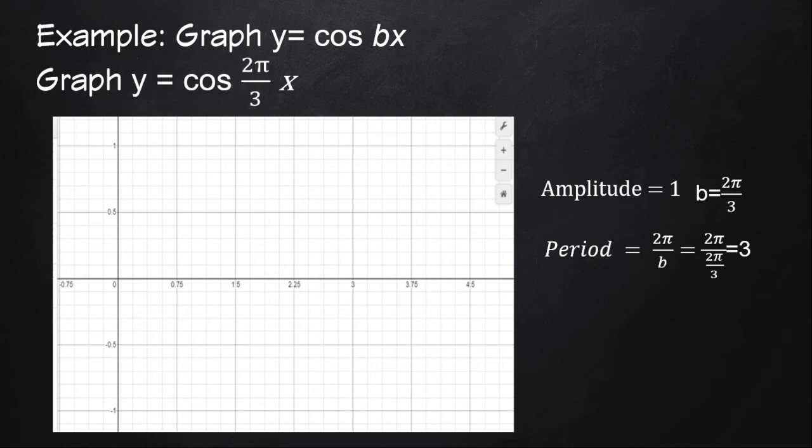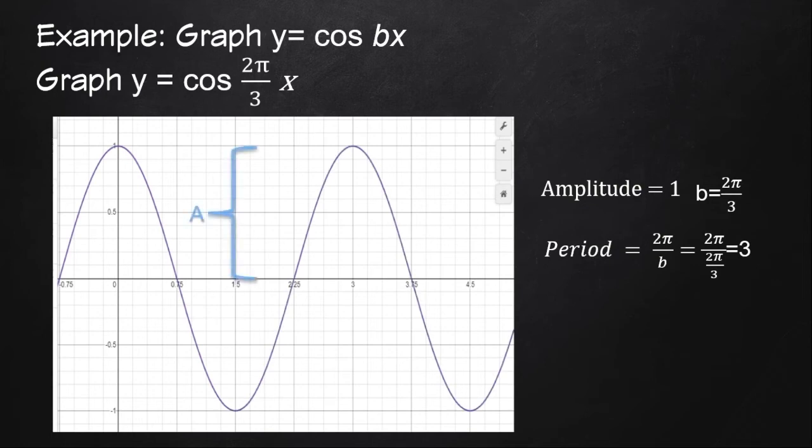As an example, we graph a cosine function, y equals cosine 2 pi over 3 x, and determine the amplitude and period. The amplitude is just 1 because you have 1 here. b is equal to 2 pi over 3, that is this one. So you plug in b, 2 pi over 2 pi over 3, which is equal to 3. Now let's graph that function, y equals cosine 2 pi over 3 x.